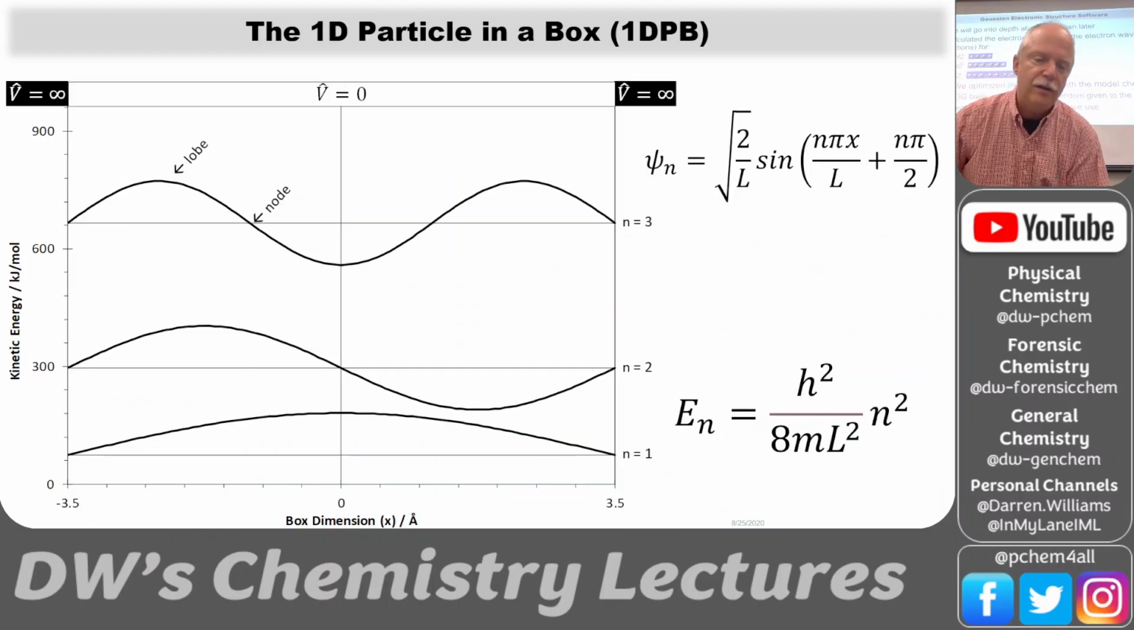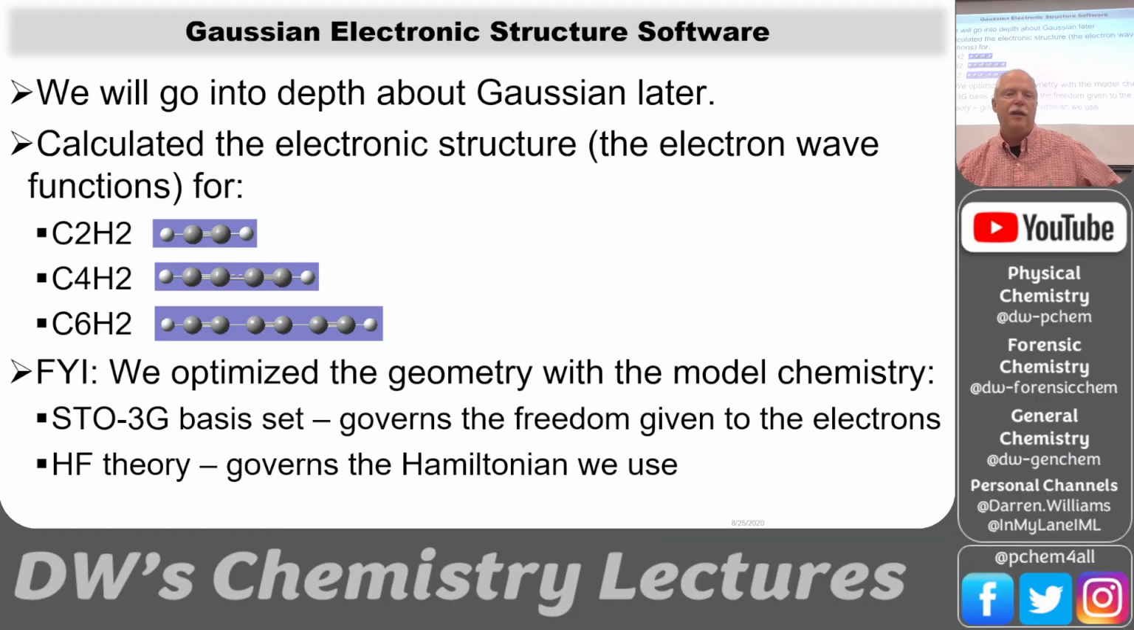Let's look at other, like here's a nice mimic of a linear system, and let's look at the electronic structure. So we've gone into Gaussian, which we're going to learn later in this course, but I've calculated the electron wave functions for these polyacetylenes, starting with acetylene, then diacetylene, and then triacetylene.